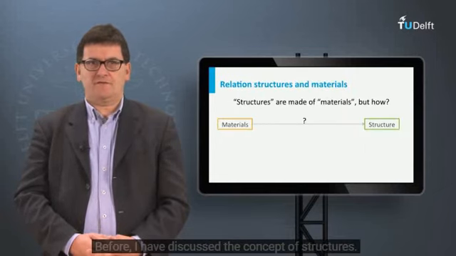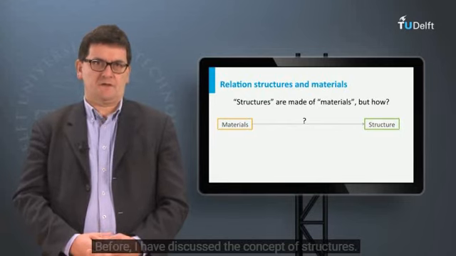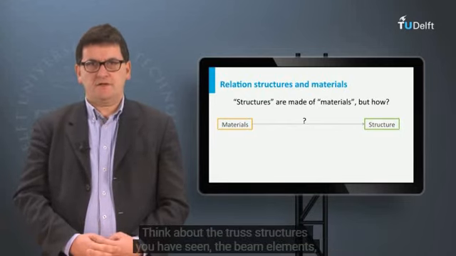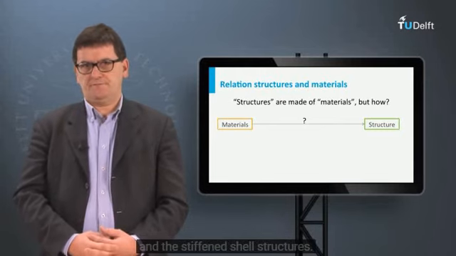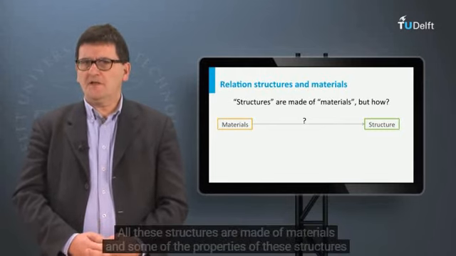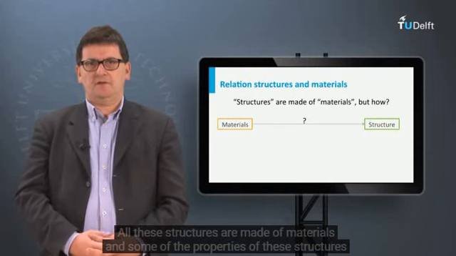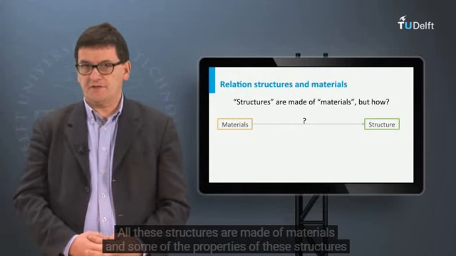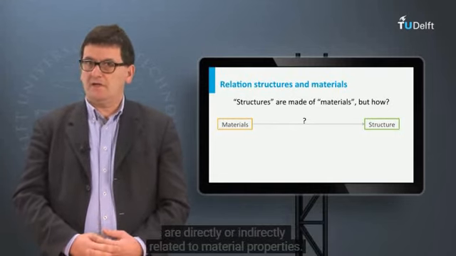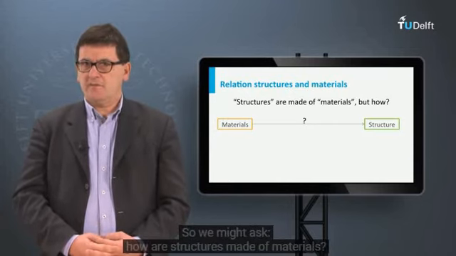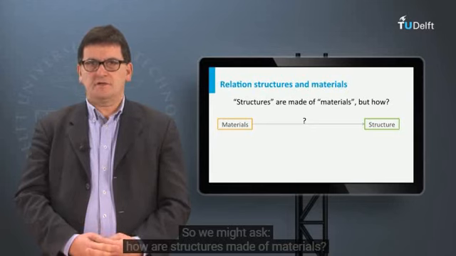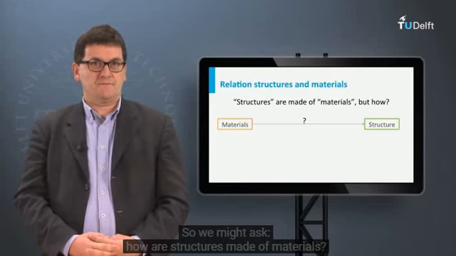Before, I have discussed the concept of structures. Think about the truss structures you have seen, the beam elements, and the stiffened shell structures. All these structures are made of materials. And some of the properties of these structures are directly or indirectly related to material properties. So we might ask, how are structures made of materials?